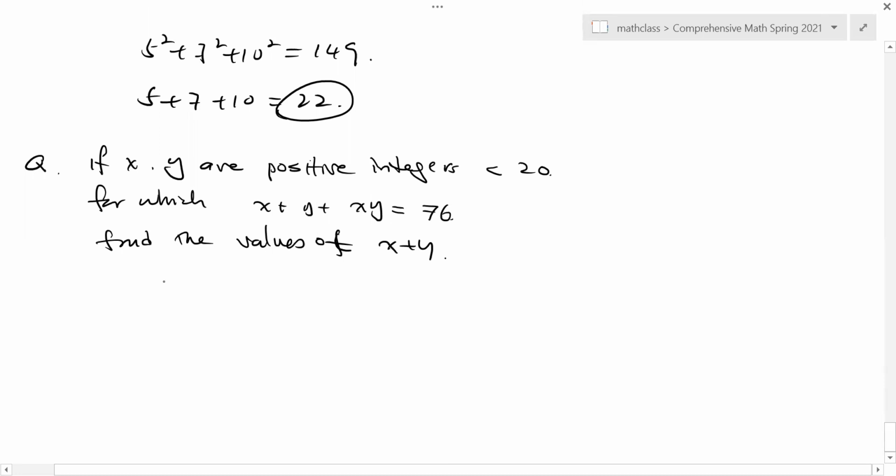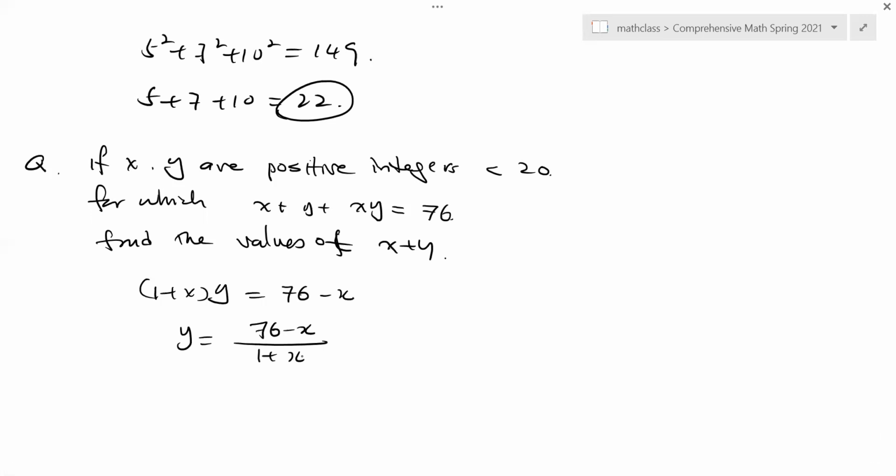One is when people try to use the old method that we learned, right? So it's going to be 1 plus x, times y, equals 76 minus x. Then y equals 76 minus x over 1 plus x. So this is a problem here, whether you can get an integer, because x, y must be integers, right? So when can this be an integer, right?